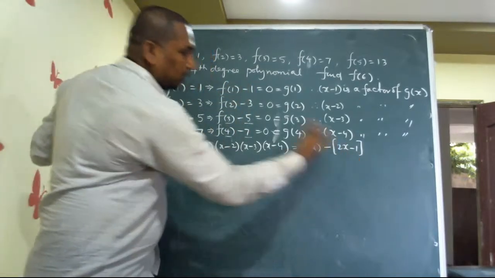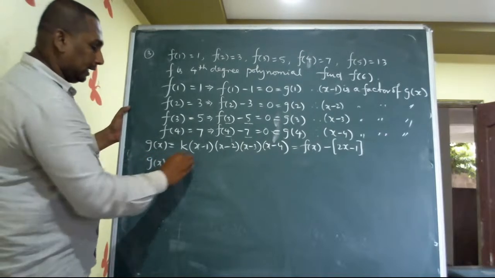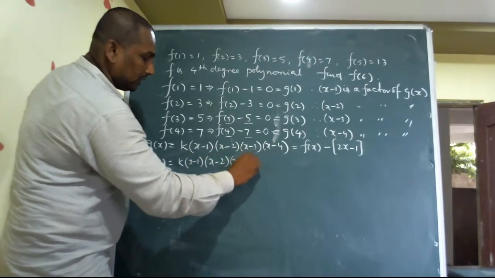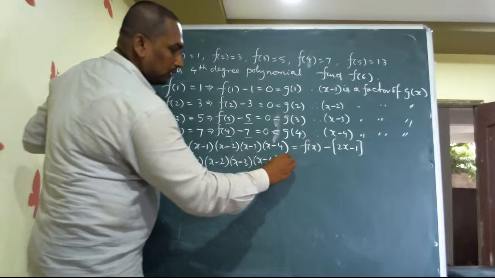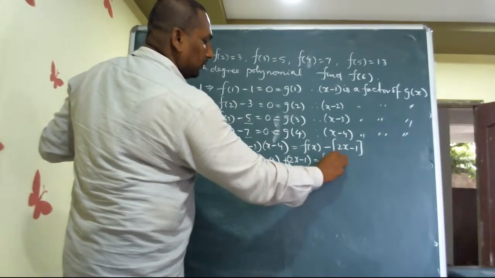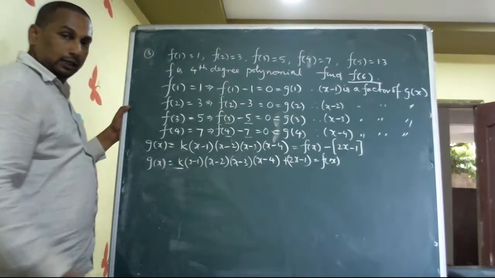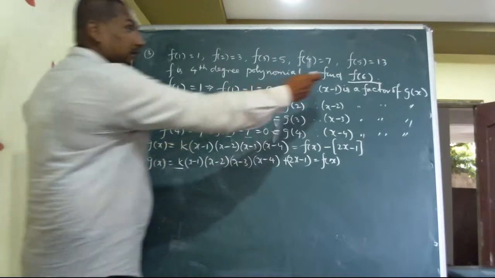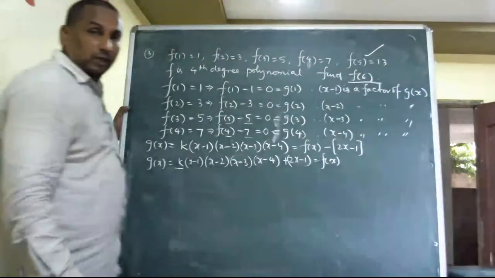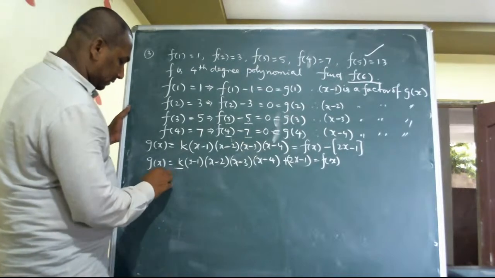So now transpose this part into LHS. Then g of x is equal to k into x minus 1, x minus 2, x minus 3, x minus 4 plus 2x minus 1. The bracket is equal to f of x. That is enough to find f of 6. But a small query, that is k, that is unknown quantity. So before getting f of x value, we have to find k value, that is by taking f of 5. One more condition is given. Okay. So f of 5.